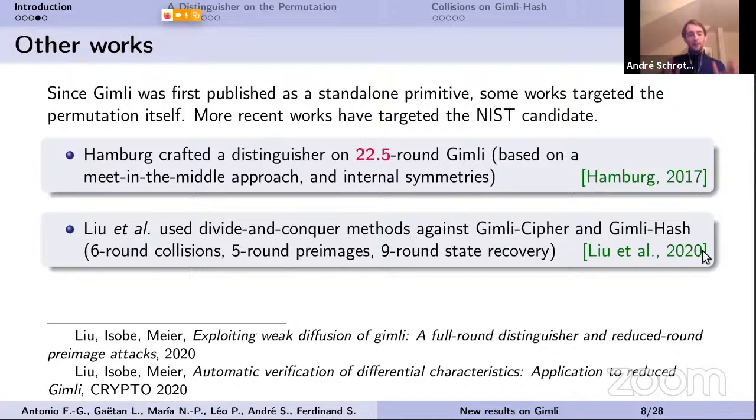Since Gimli was first published as a standalone primitive, there have been some works against the permutation itself, and then there have been more recent works against the NIST candidate. Against the permutation, you can cite Hamburg, who crafted a distinguisher on 22.5-round Gimli. It was based on a meet-in-the-middle approach and using some internal symmetries. On the cipher and hash function, Liu, Isobe, and Meier found 6-round collisions, 5-round preimages, and 9-round state recoveries.